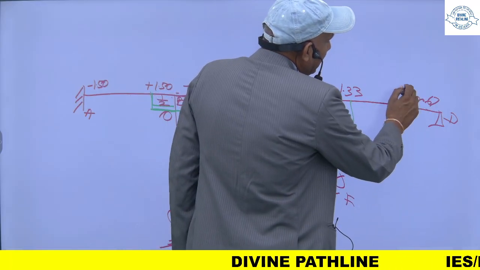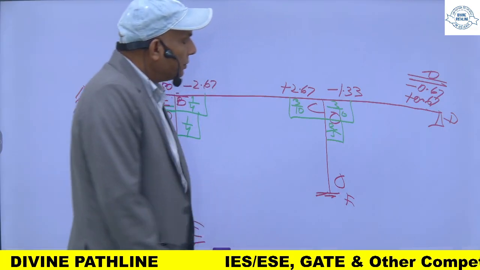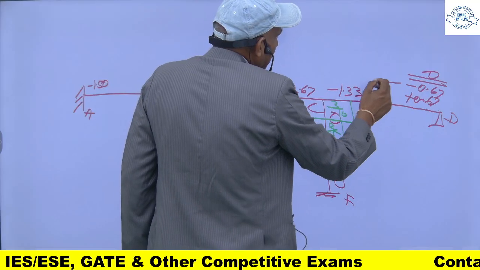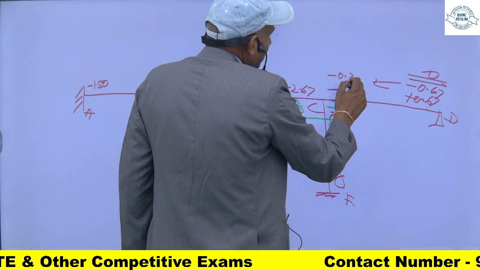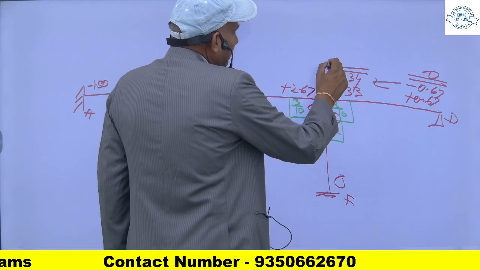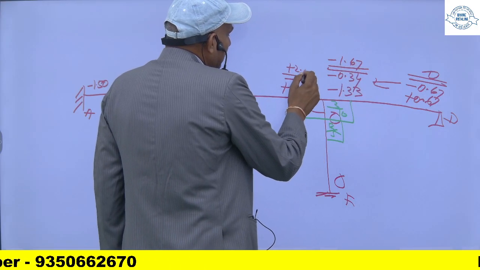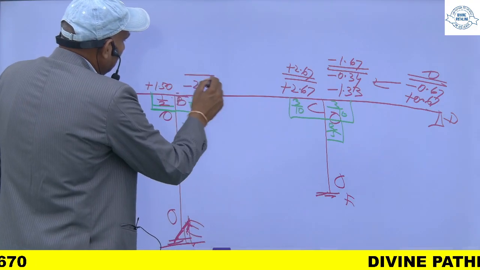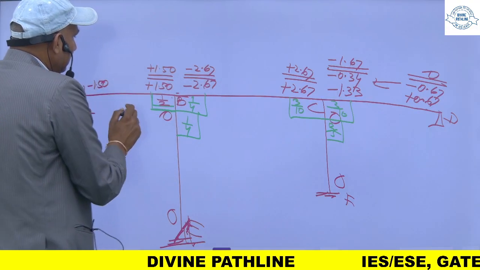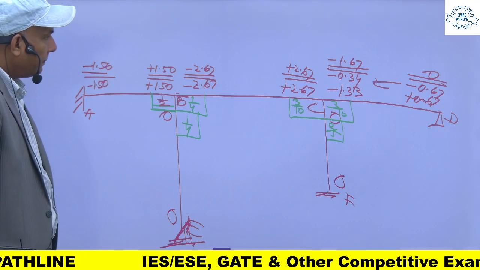I will apply a correcting moment of minus 0.67 so as to make it 0. When you do this, half of this will come here, approximately minus 0.34. So now the sum of this will be minus 1.67, and this is plus 2.67, minus 2.67, plus 1.50, minus 1.50.